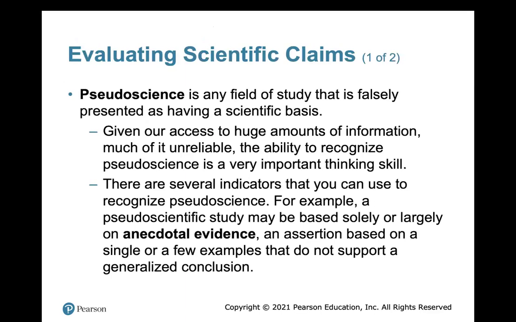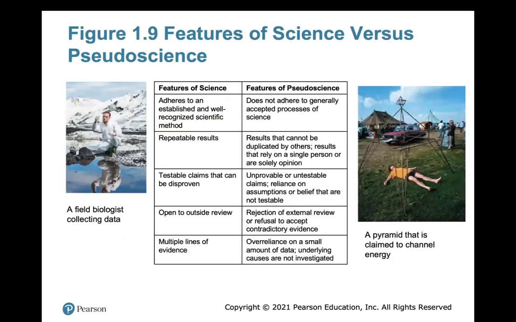Pseudoscience is any field of study that is falsely presented as having a scientific basis. There are several indicators that you can use to recognize pseudoscience. It could be based on anecdotal evidence, which is an assertion based on a single or a few examples that do not support a generalized conclusion. So we can see features of science versus features of pseudoscience.